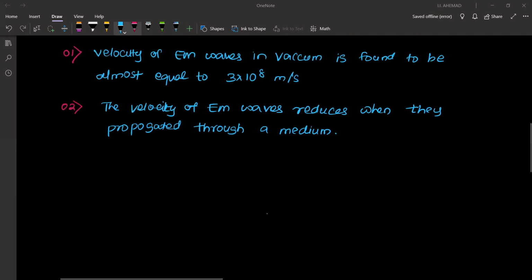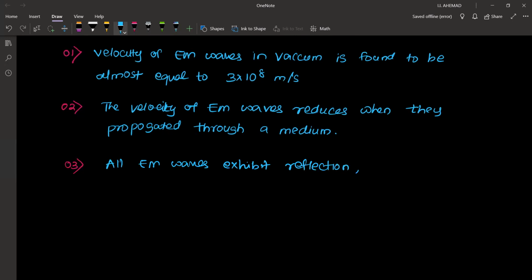Note number 3, all EM waves exhibit reflection, refraction, diffraction, interference, and polarization.